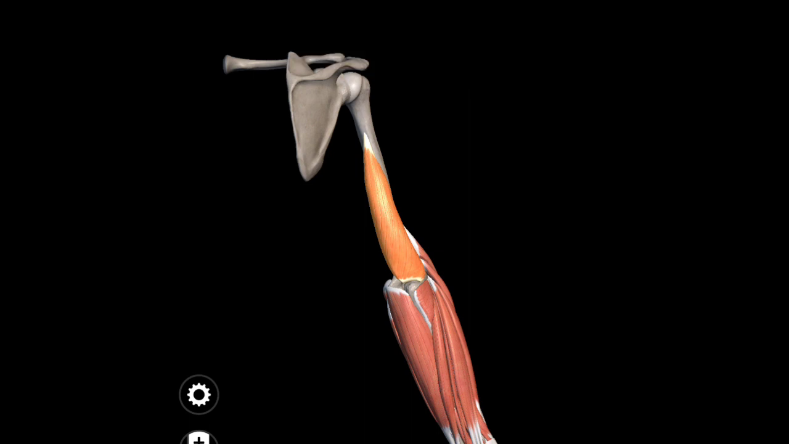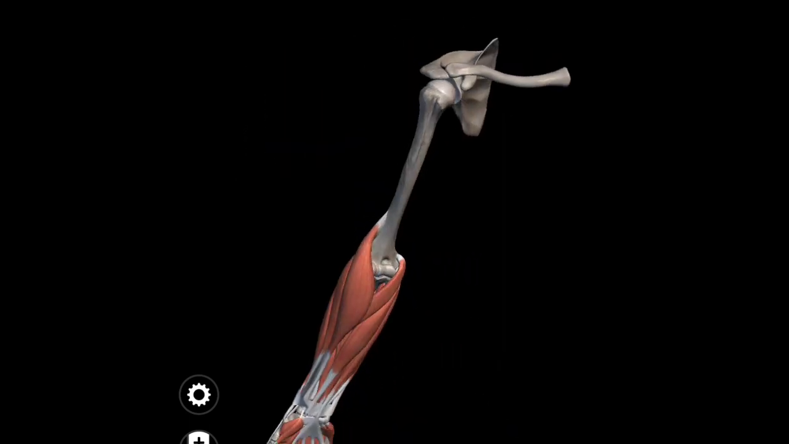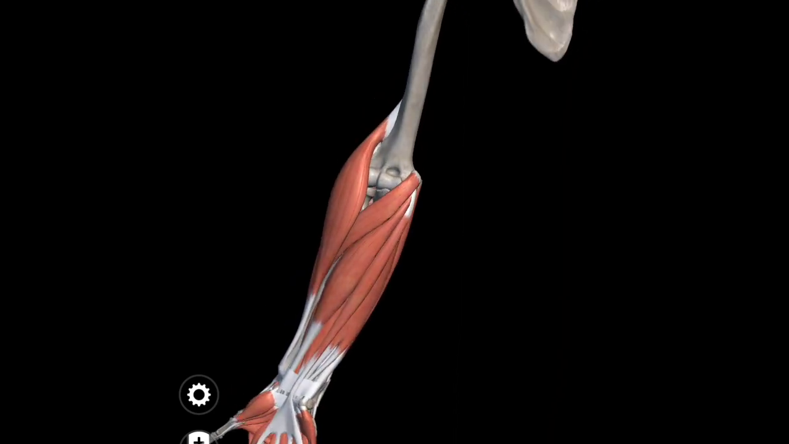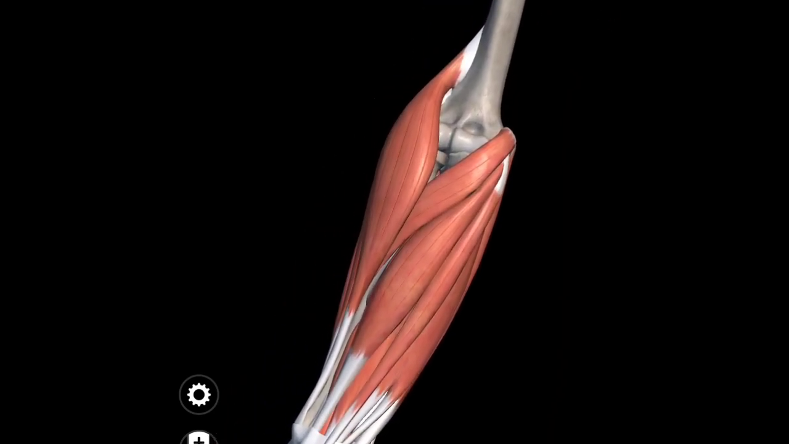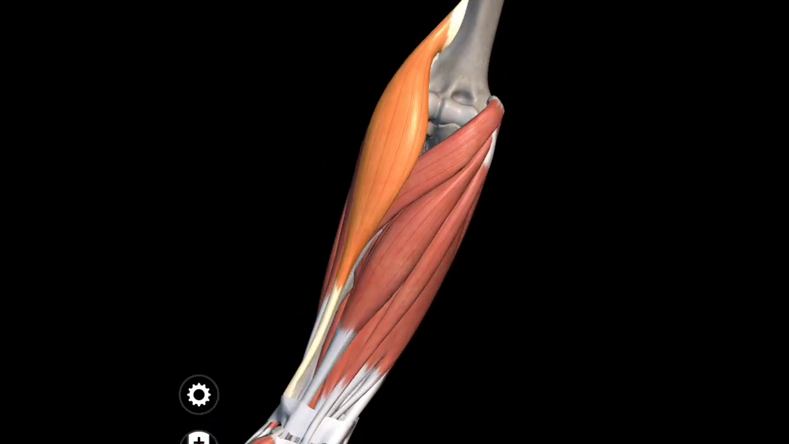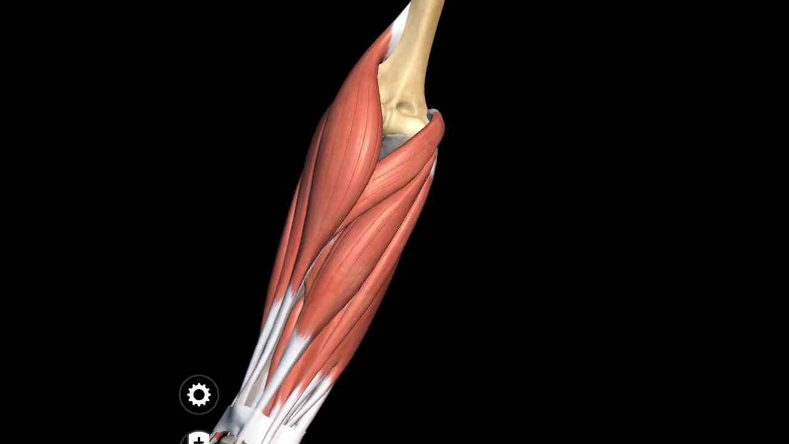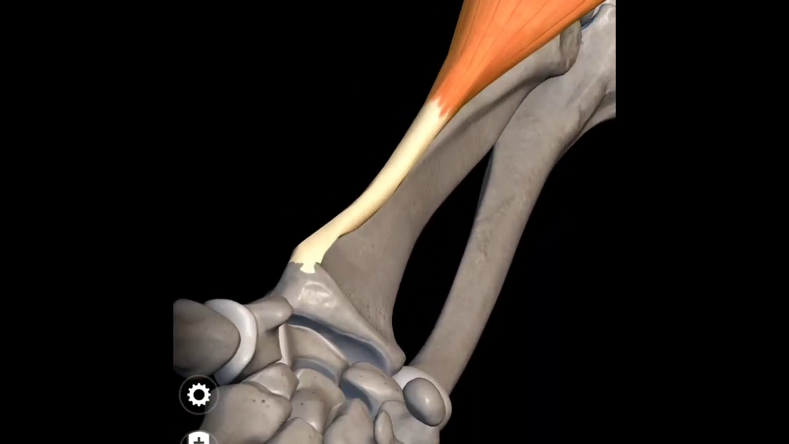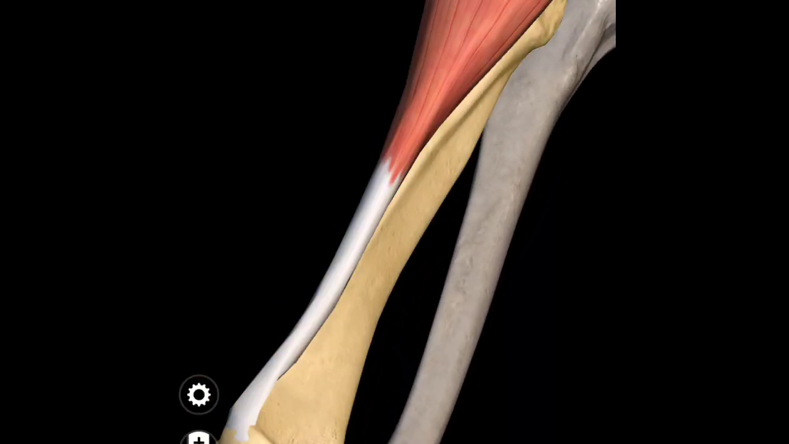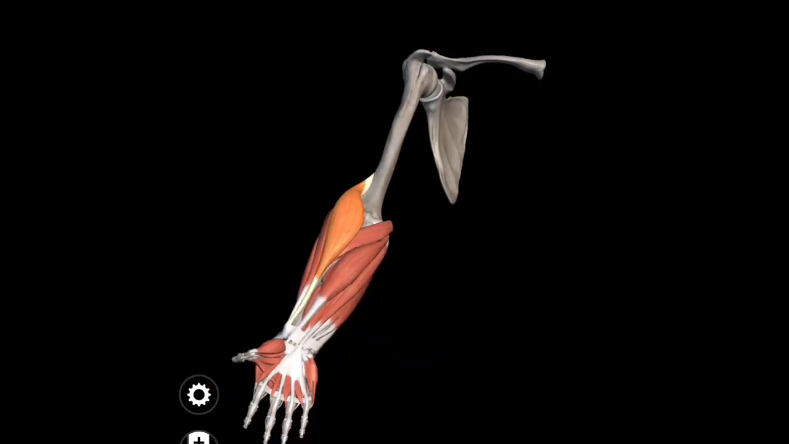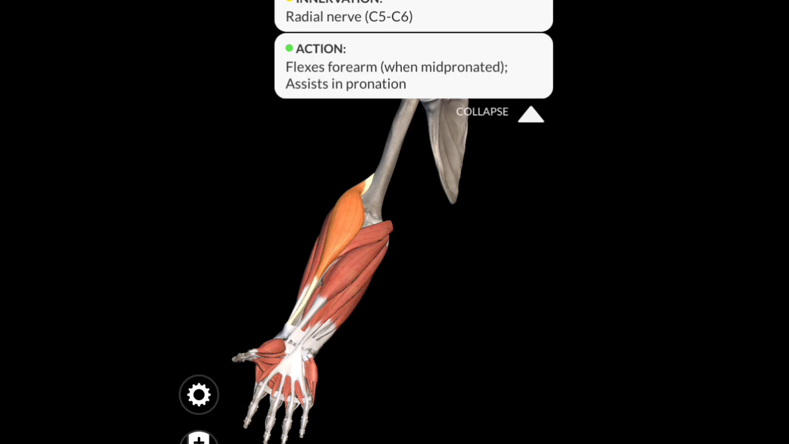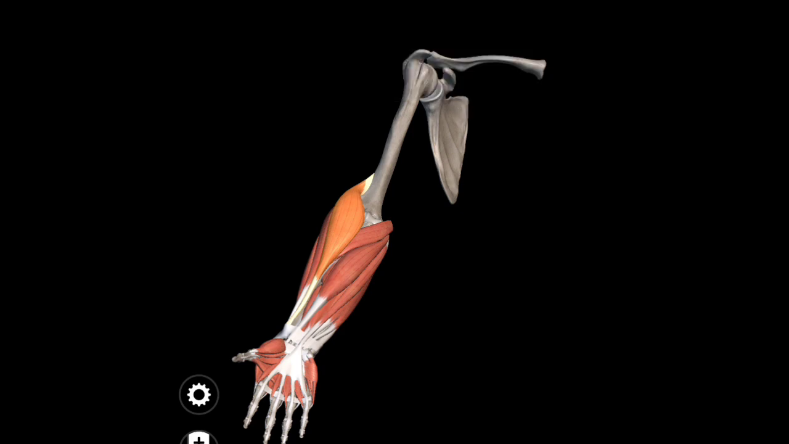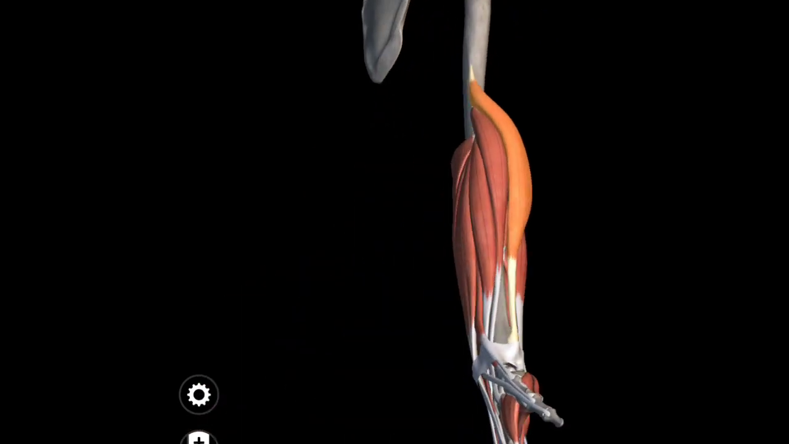Okay, now come here, anterior view of the forearm. Now this is the forearm. You can see this is the brachioradialis. Why? Because it comes from the brachium and attaches to the radius, that's why it is called brachioradialis. Okay, and this is supplied by the radial nerve.